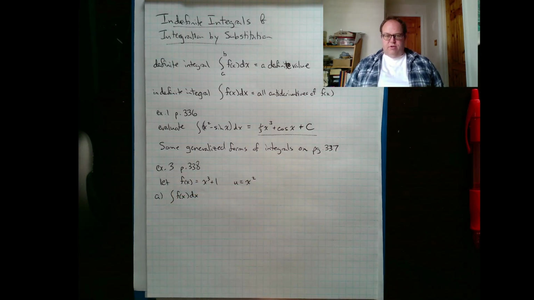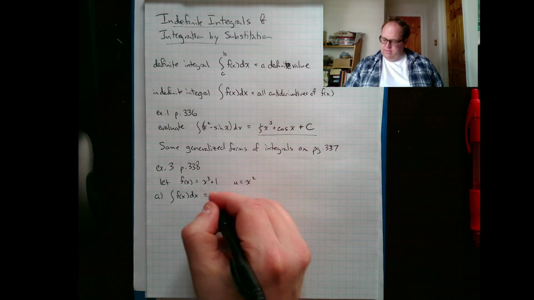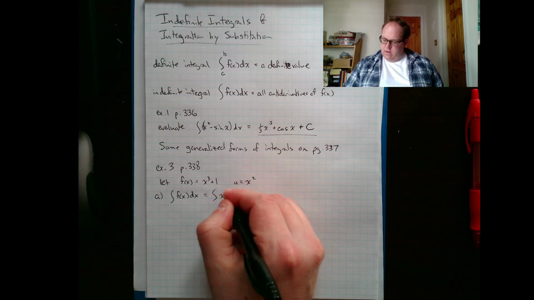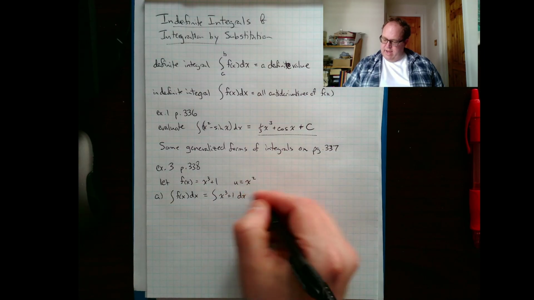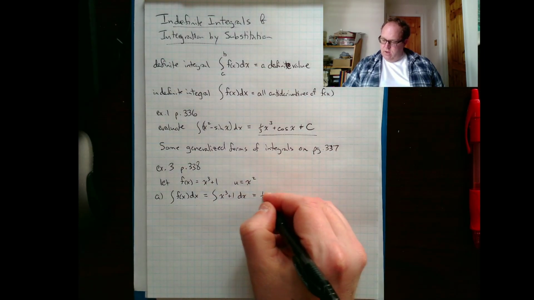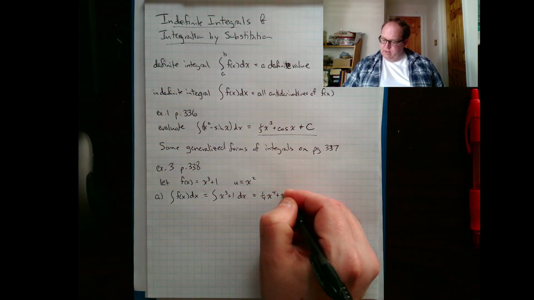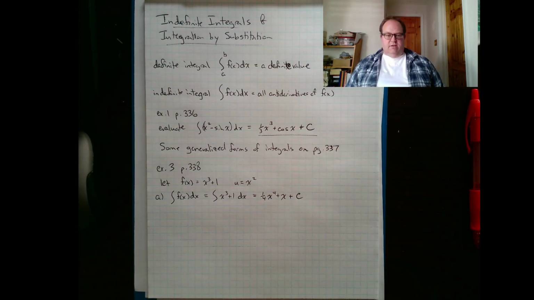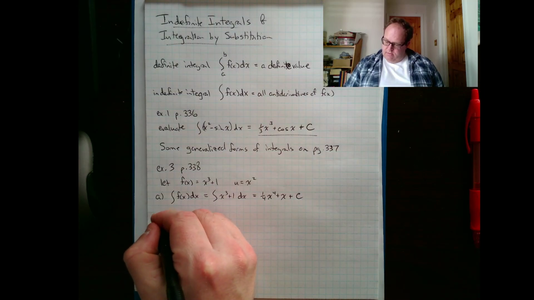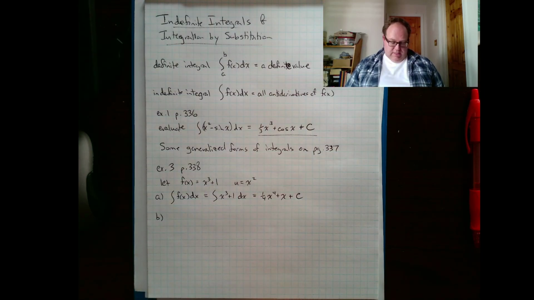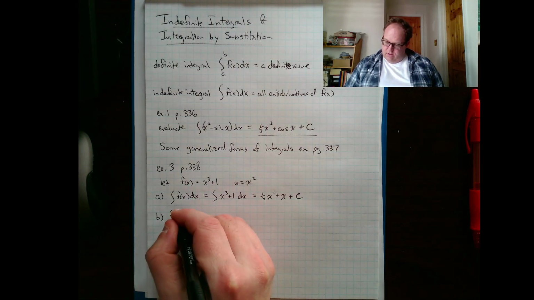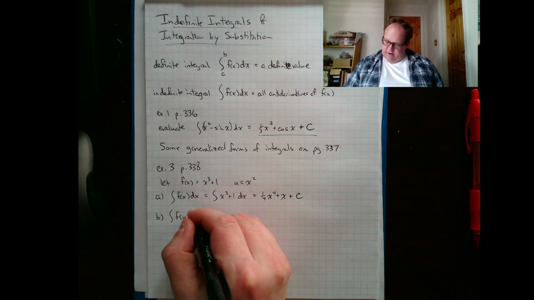Well, the first one is pretty straightforward. I'm really just have the integral of x cubed plus 1 dx, which would end up being 1/4 x to the 4th plus x plus a constant of integration. No big deal. B is going to work out in a similar sort of way. All they've done is switch the variable.